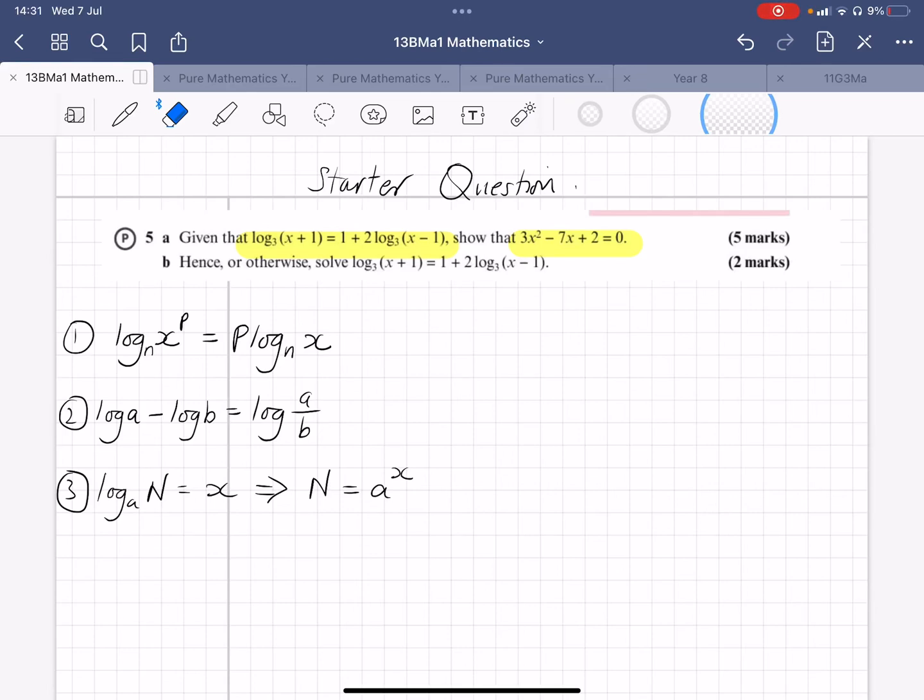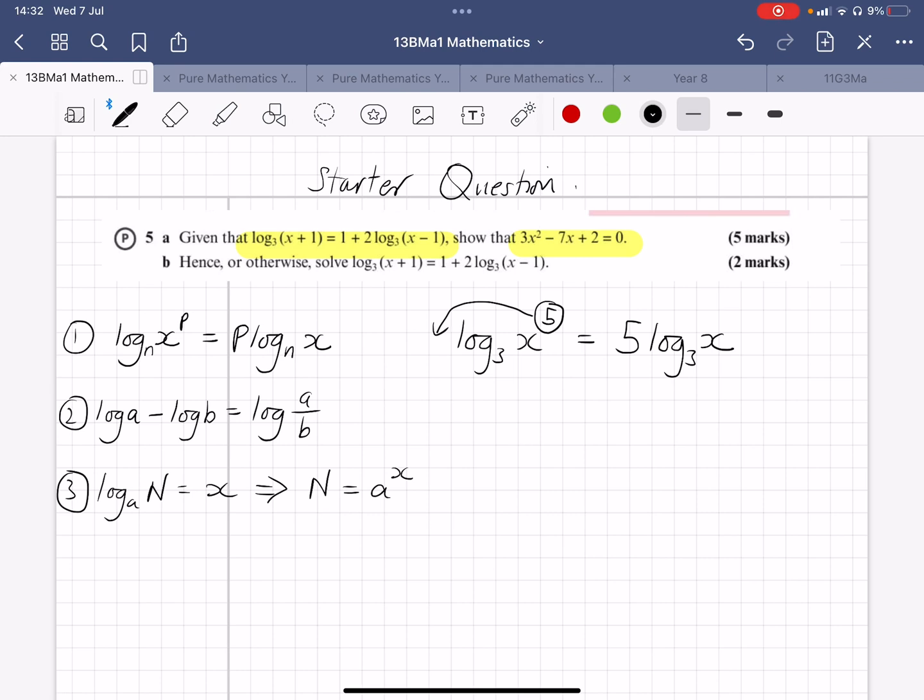So this starter question is actually quite tricky. It relies on you knowing three of these log rules. Log rule 1 is if you have a log, let's say x to the power of 5, that is the same as 5 log x. The application of the rule is not that difficult, it's basically remembering it. So if you have a power here, the power always comes down to a multiplier.